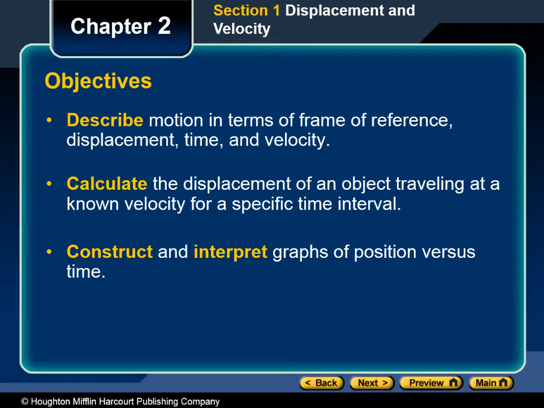These three objectives will be covered in two parts. At the end of this Part 2 video, you should be able to fully describe motion in terms of frame of reference, displacement, time, and velocity, calculate the displacement of an object traveling at a known velocity for a specific time interval, and construct and interpret graphs of position versus time.